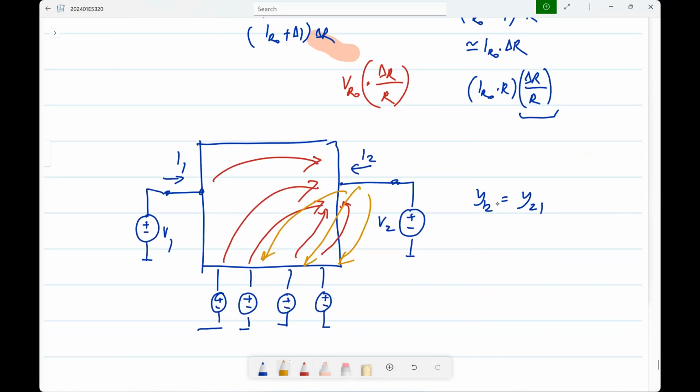Again, just to emphasize that all the basic theorems you learn are actually very useful. And in fact, even the simulator does the same thing. It calculates it using reciprocity.